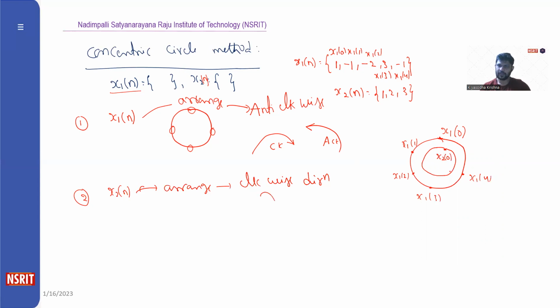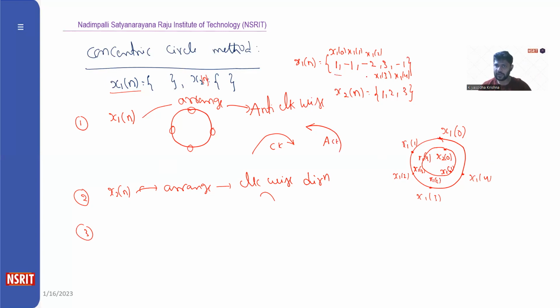Then same next point is x2 of 1, then x2 of 2, x2 of 3, then x2 of 4. These are the arrangement you can replace. This is the second. And third one is, so if you calculate the x1 of n, x2 of n, please keep in one more important point.